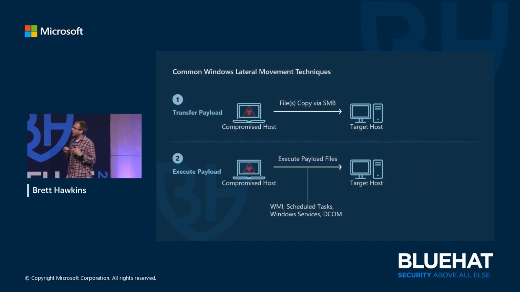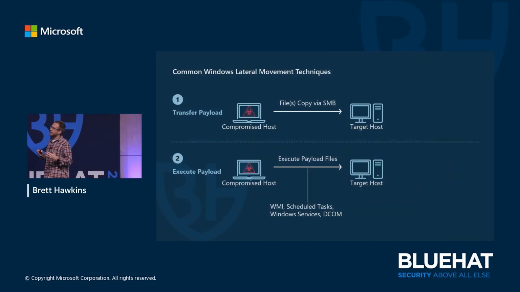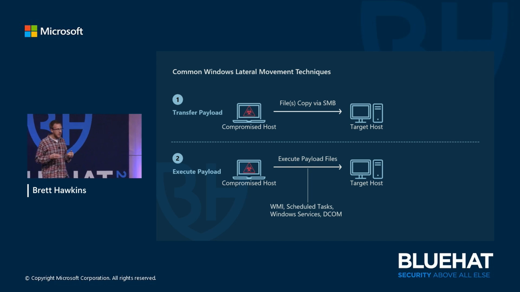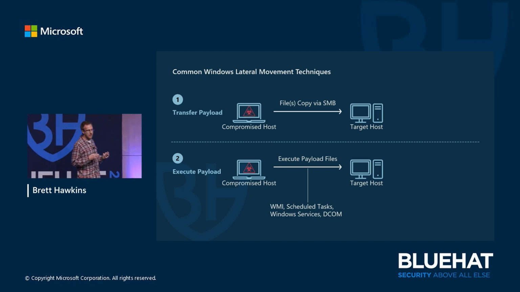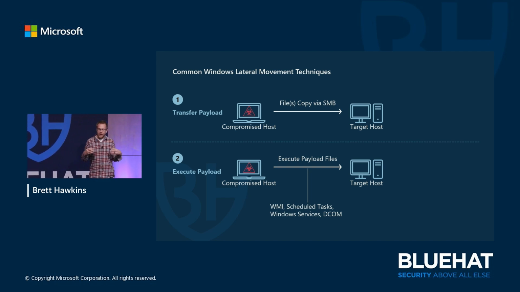So in terms of what is the typical workflow in a Windows environment for lateral movement, typically there's two steps if you really boil it down. You've got some sort of elevated access to a target host that you want to compromise. First step, you need to transfer that payload. Typically, it's going to be something like a file copy via SMB. Second step is you need to execute the payload. Typically, execution is going to be done with something like WMI or scheduled tasks, something that you can communicate to on that target host.